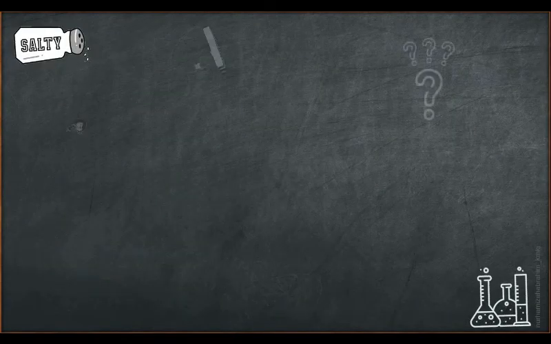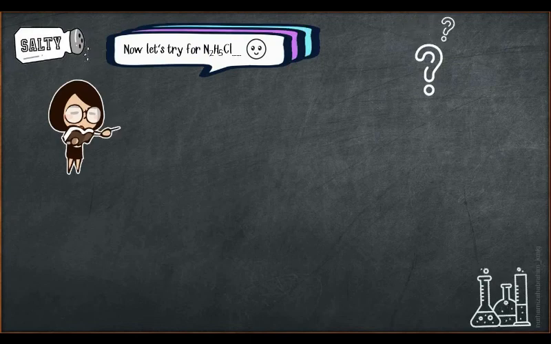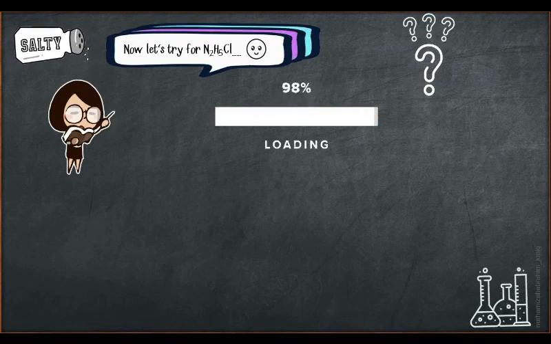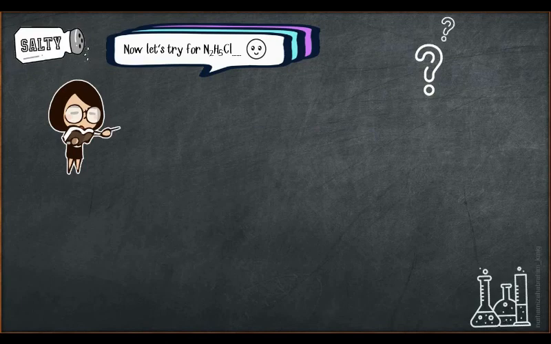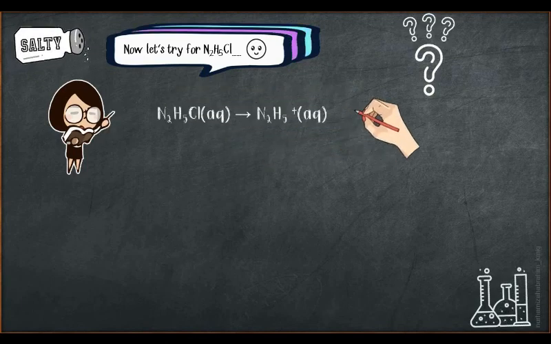Now you try for the salt hydrazinium chloride, N2H5Cl. Firstly, write the dissociation equation for hydrazinium chloride. Hydrazinium chloride, when dissociated in water, will produce hydrazinium ion, N2H5+, and chloride ion, Cl-.